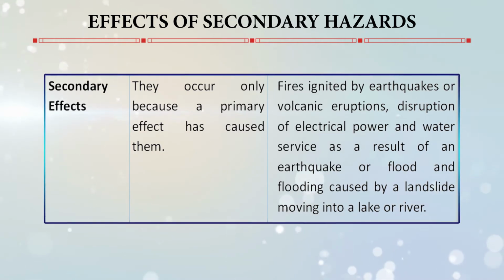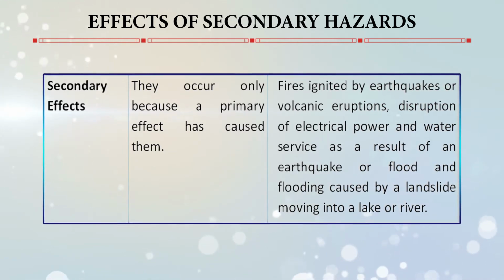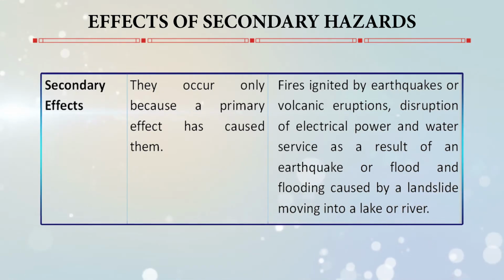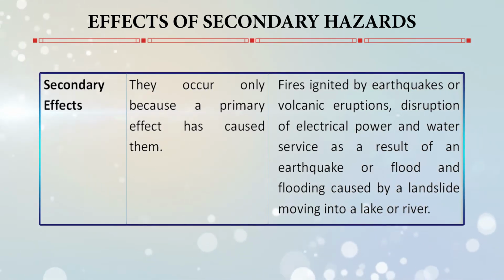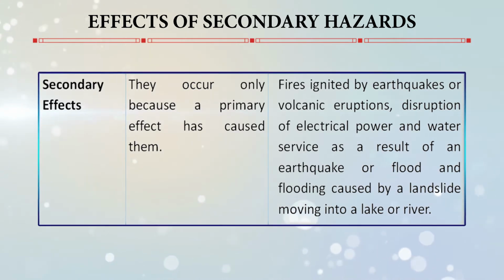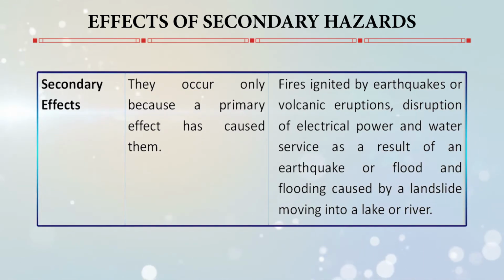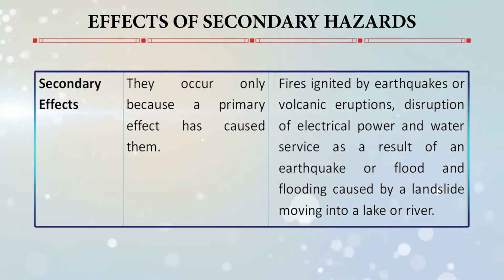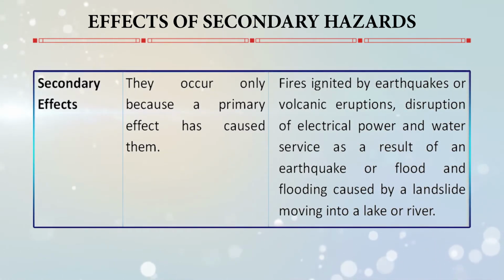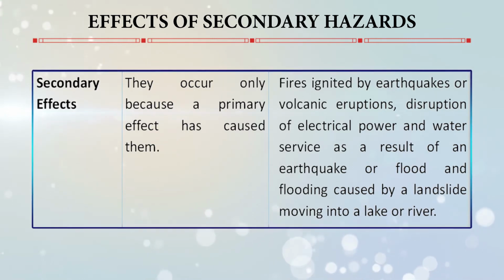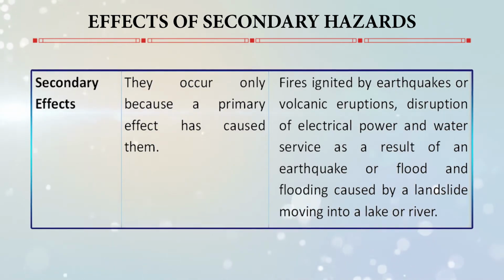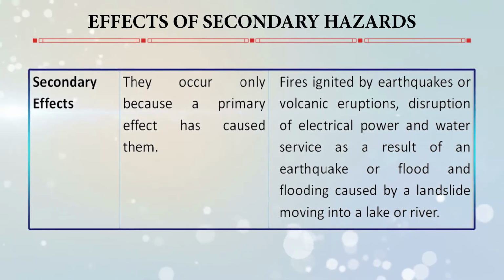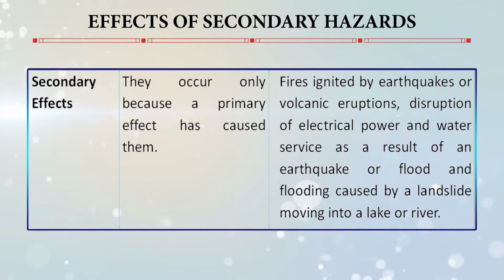For example, fires that are ignited by earthquakes or volcanic eruptions, and disruption of the power supply and water supply as a result of the earthquake or flood. In the same way, flooding due to landslides, and a landslide moving into a lake or a river. So, these are some secondary effects which are caused only because of the primary effect.